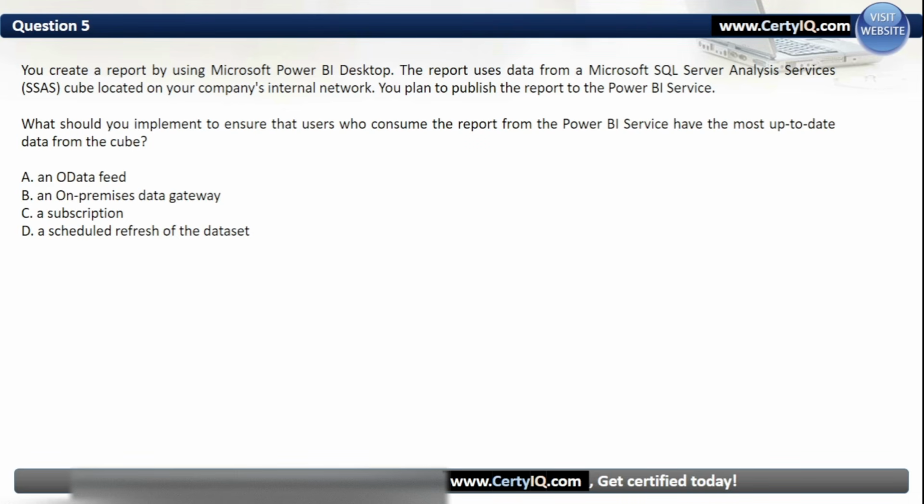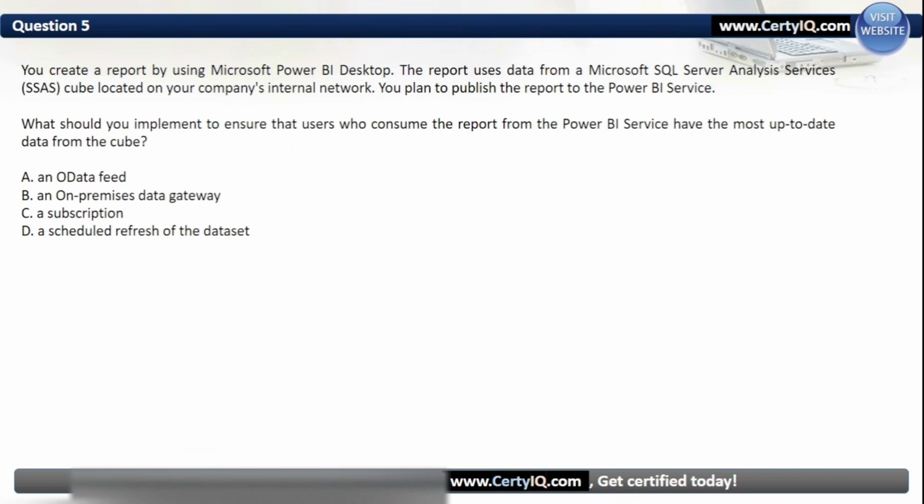Question 5. You create a report by using Microsoft Power BI Desktop. The report uses data from a Microsoft SQL Server Analysis Services cube located on your company's internal network. You plan to publish the report to the Power BI service. What should you implement to ensure that users who consume the report from the Power BI service have the most up-to-date data from the cube? Our options are A. An OData feed, B. An on-premises data gateway, C. A subscription, or D. A scheduled refresh of the dataset.